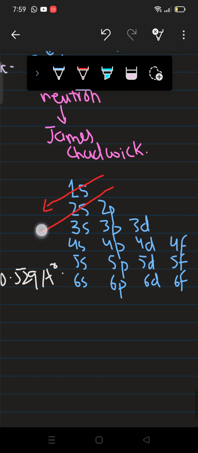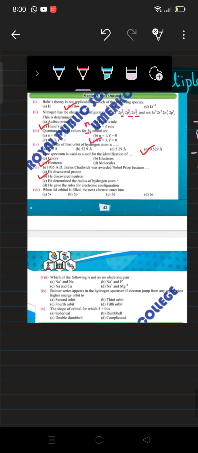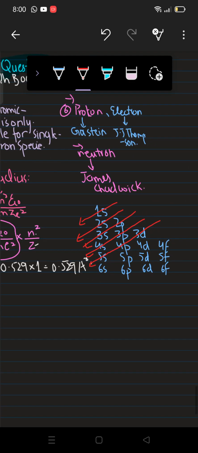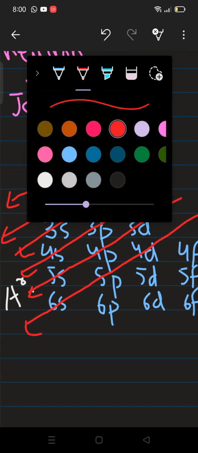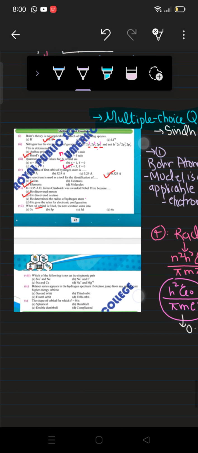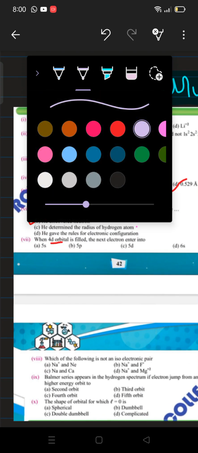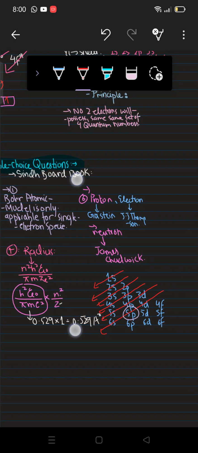Alright, so now let's make the arrows. Initially for 1s, then 2s, then 2p, 3s, then 3p, 4s, then 3d, 4p, 5s. What they have asked us is where the electron goes after 4d, right? So it has not gone into the 4d yet. Now it is going into the 4d, and after 4d it goes to 5p. Which means 5p is the answer. B is the answer, right? So 5p is the answer.